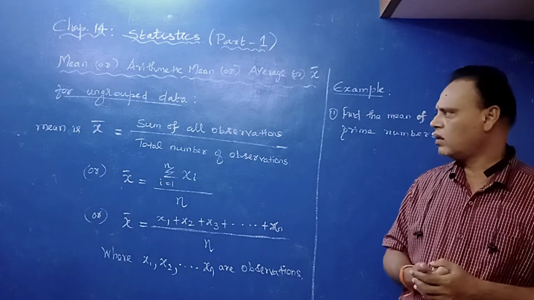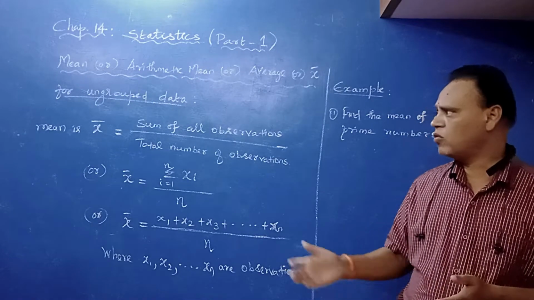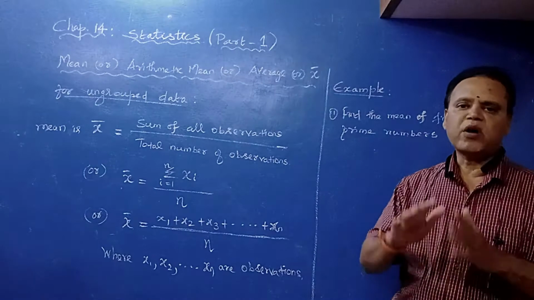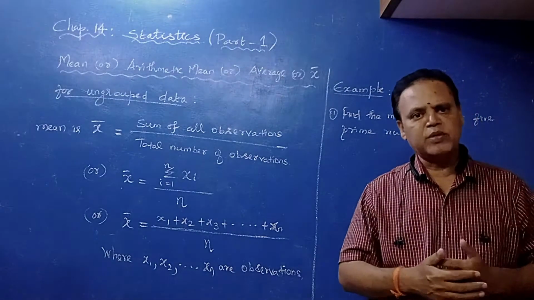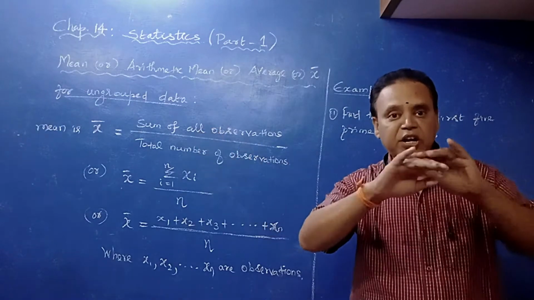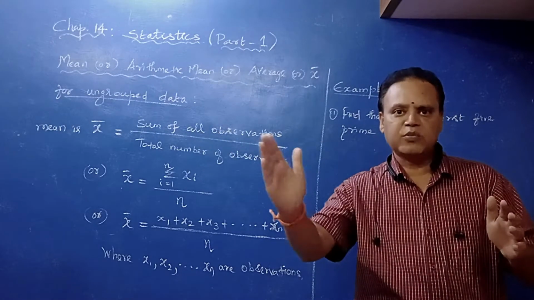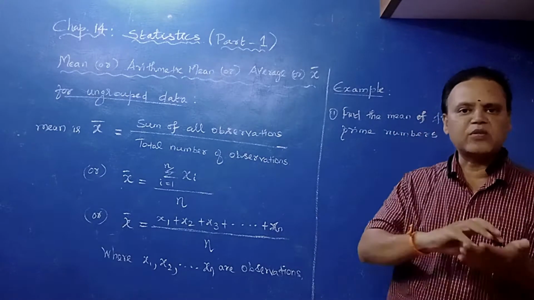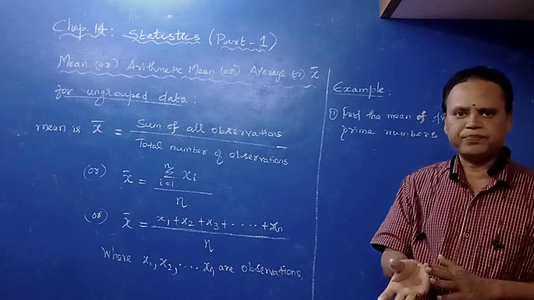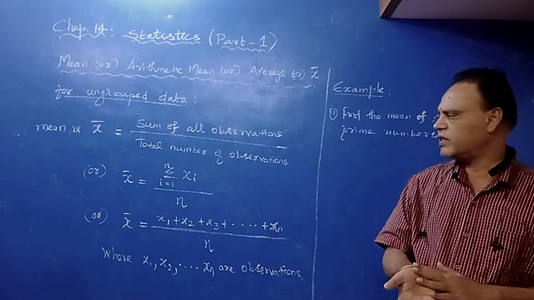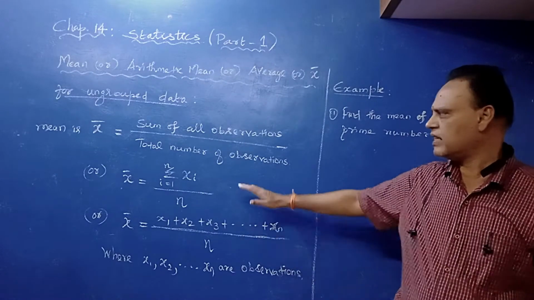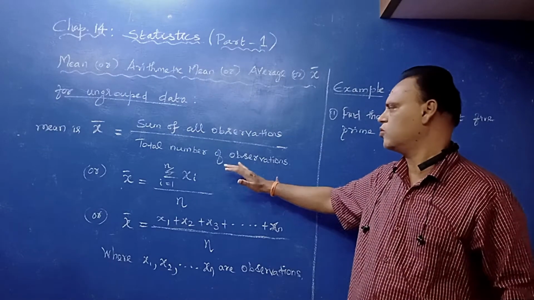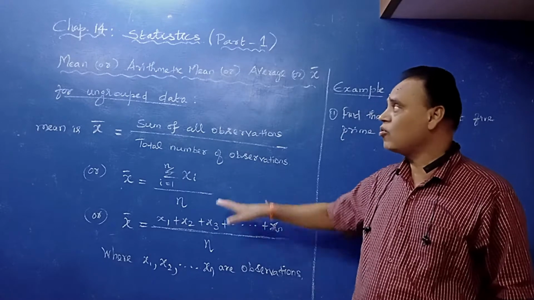That is average. How will you find it? We have the formula: sum of all the observations divided by total number of observations. Suppose you have 5 subject marks, add all the 5 subject marks, then divide by the total number of subjects, here 5. Here observation is considered as marks. If it is 5 subjects, write 5; if 6 subjects, write 6. So this is ungrouped data.